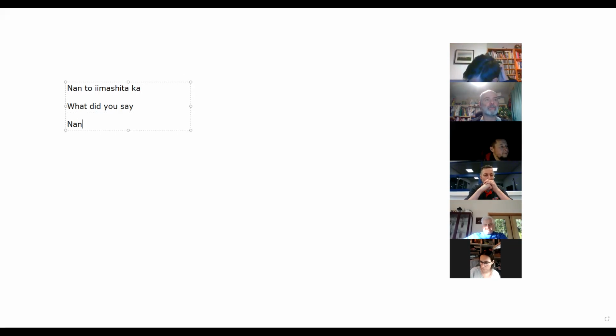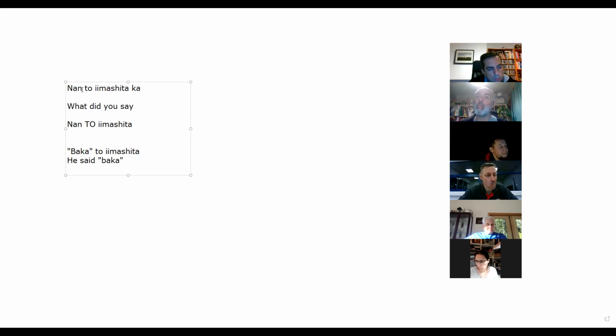Usually, this to here is used to mark the end of a speech, isn't it? For example, baka to iimashita. He said baka. So we usually use this to mark the end of a quotation. But if what you're asking is what are the words that were said, then we just put nan in there to mean what, and then we put to after it.